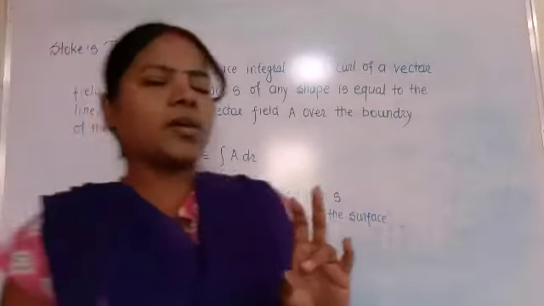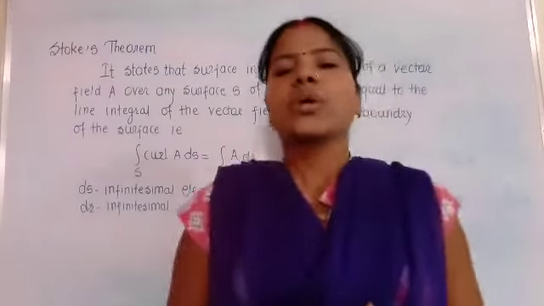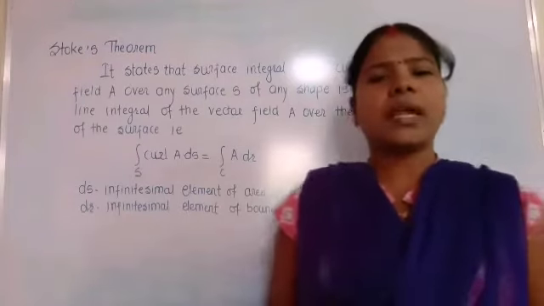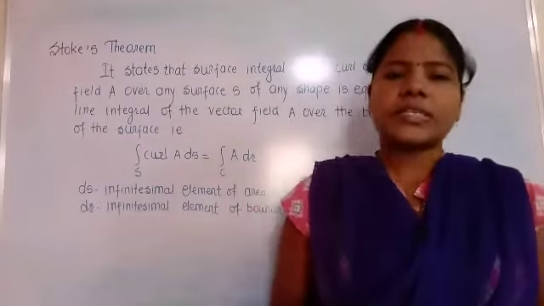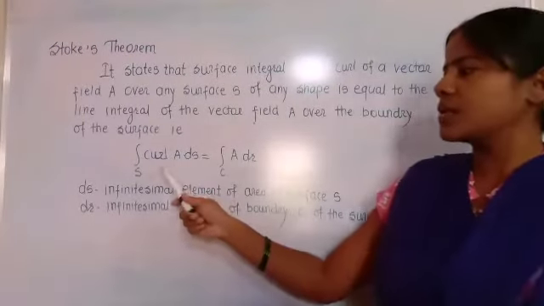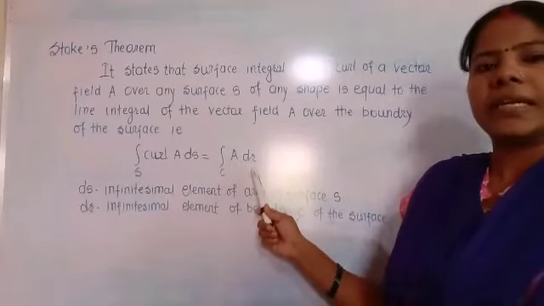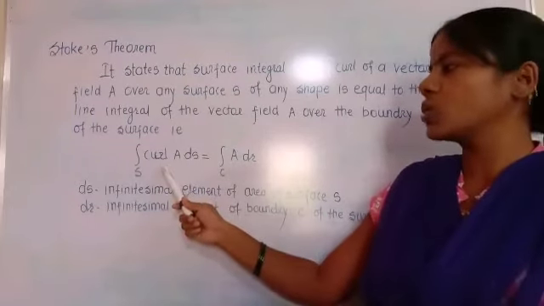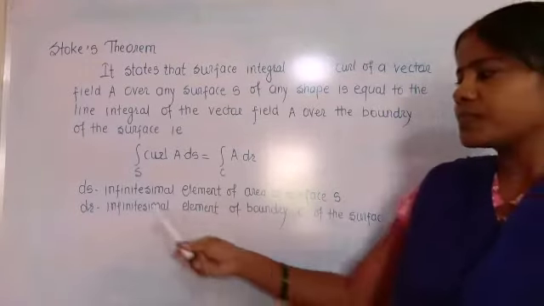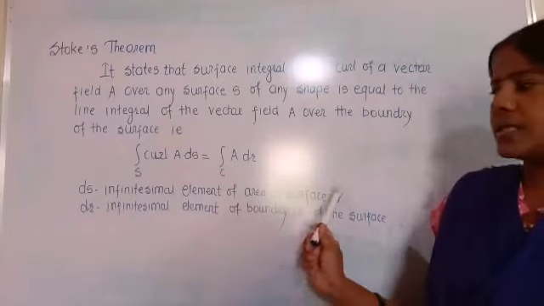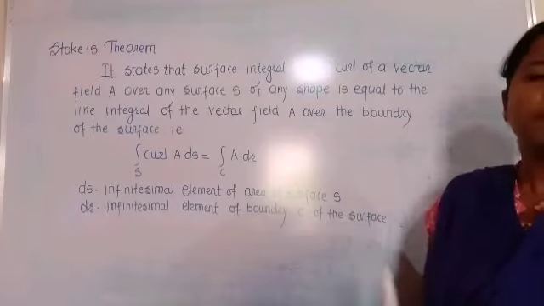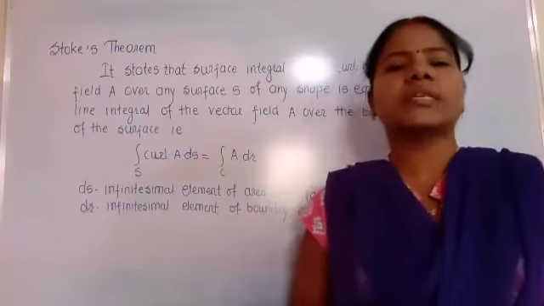We have already seen the Gauss divergence theorem. By using the Gauss divergence theorem we can convert a surface integral into a volume integral and a volume integral into a surface integral. By using the Stokes theorem we can convert a surface integral into a line integral, and a line integral can be converted into a surface integral. So this is the statement of the Stokes theorem. Here ds is the small area of surface S and dr is the element of boundary C of the surface. In this way our first unit is completed.